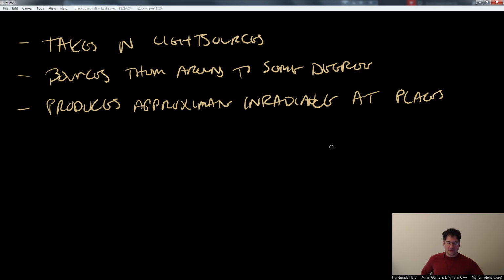We need to throw in some light sources. We need them to sort of diffuse themselves. And then we need to be able to produce some kind of approximate idea about how the lighting is working at any particular point, right? And I don't have any kind of preconceived idea about how this should work in a game like Handmade Hero.